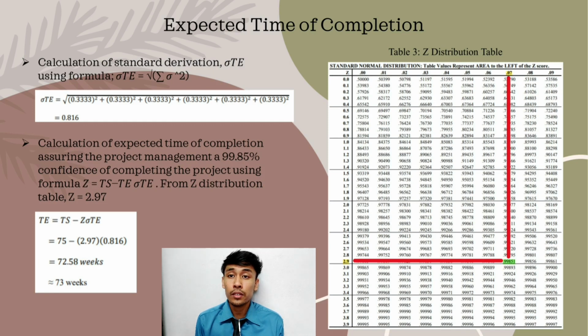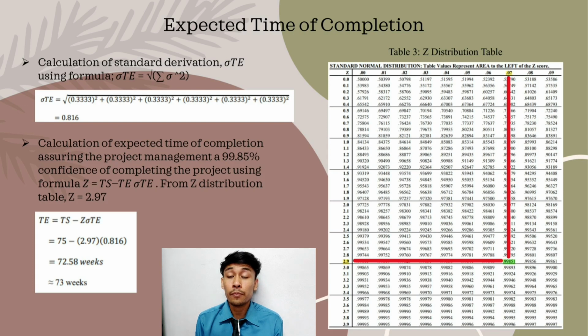The answer is 0.816. Finally, we can now calculate the expected time value by using the formula Z equal to TS minus TE divided by standard deviation. Derive the formula until it becomes TE equal to TS minus Z multiplied by standard deviation. Next, insert every value that we get into the formula.